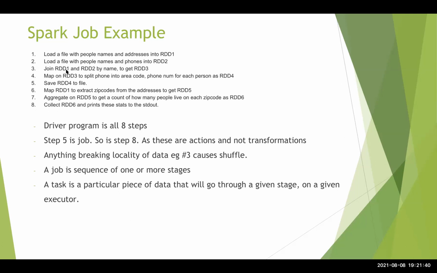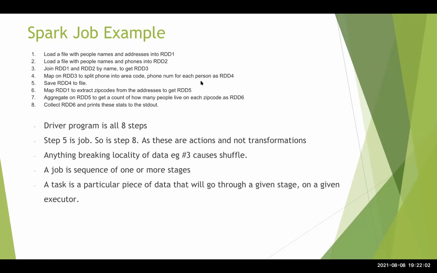I'm joining RDD1 and RDD2 by name to get RDD3. So this name is common, and I'm joining on it to get RDD3. Now I'm mapping RDD3 to split the phone number into area code and phone number for each person, as RDD4. So over this joined data set, I'm applying some map operation. Forget the splitting and all this, just assume some map operation is being applied.